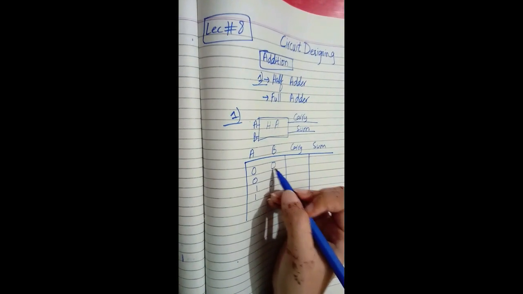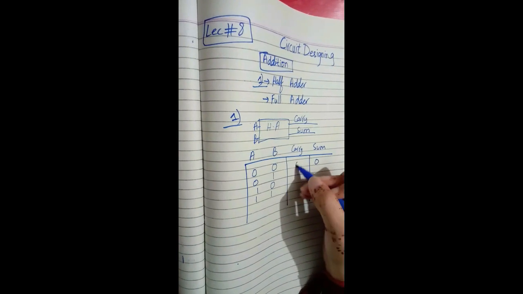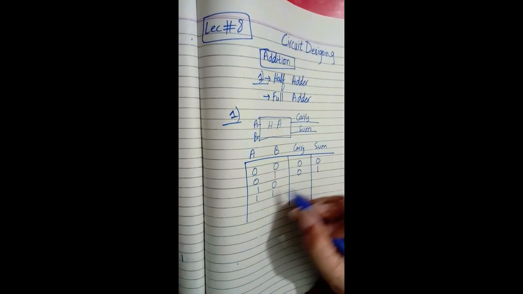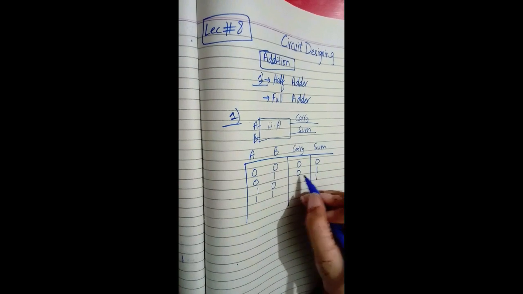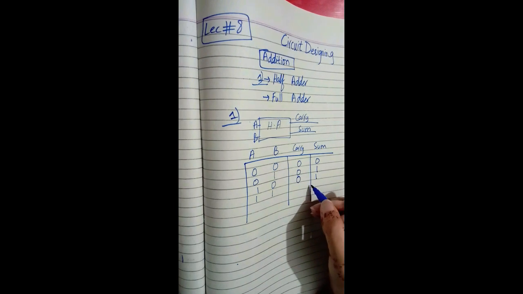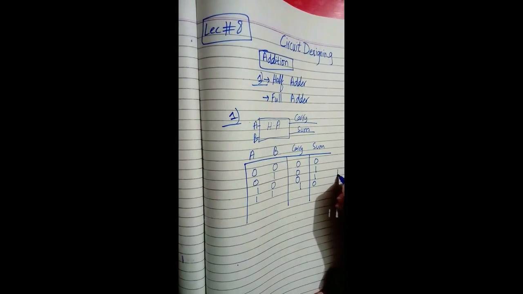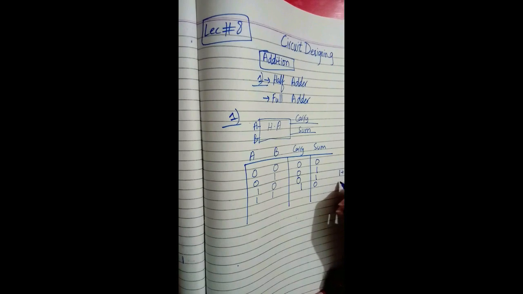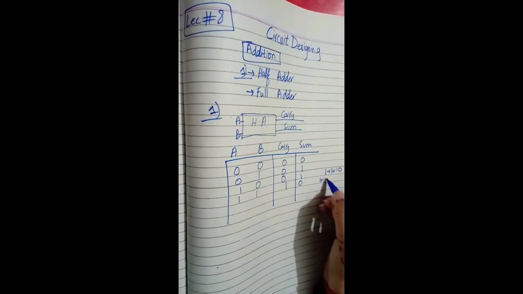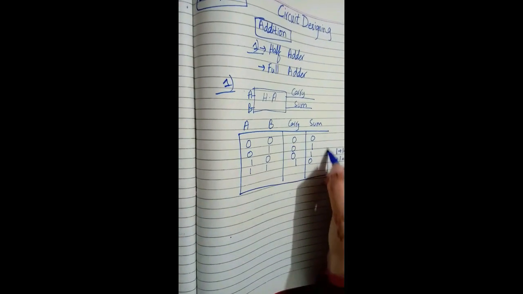0 plus 0 is equal to 0. Sum is 0. No carry is taken, so carry is also 0. 0 plus 1, 1, no carry, 0. 1 plus 0 is 1, no carry, it's 0. 1 plus 1 is, sum is equal to 10. 0, 1. As we know, the sum of 1 plus 1 is equal to 10 and the sum of 1 plus 1 plus 1 is 11. Okay, so this is our half adder.